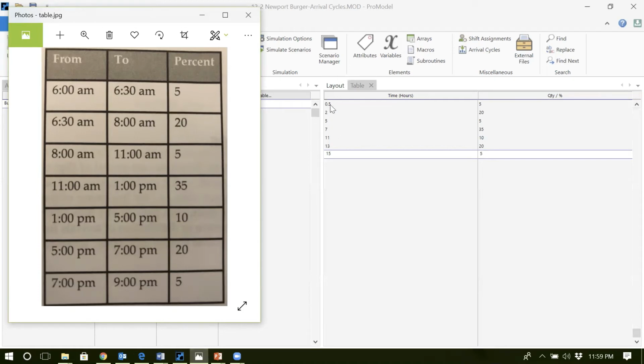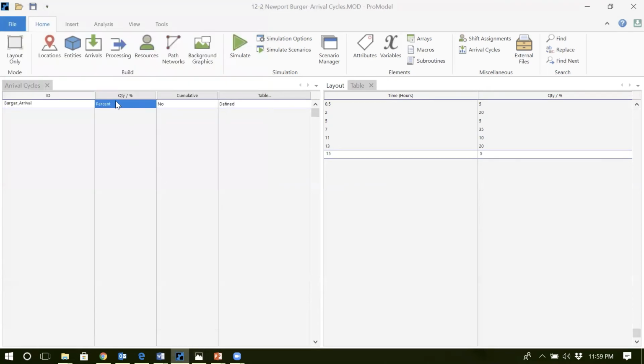So the first row says that from time 0 to time 0.5, 5%. From time 0.5 to hour 2, 20%. And then from hour 2 to hour 5, 5%, and so forth. That's how this table is going to be read. And the time that we put here, they're in hours, as you can see here.